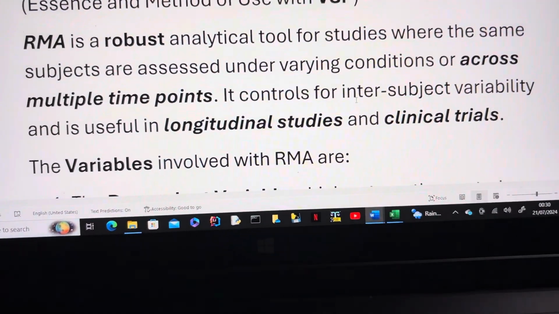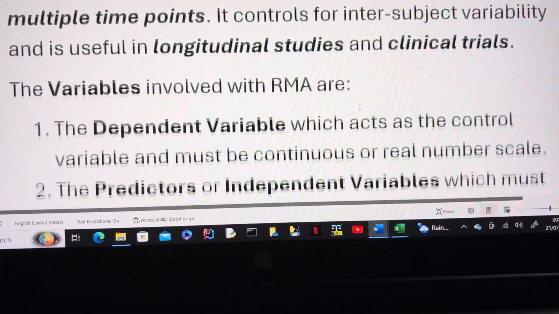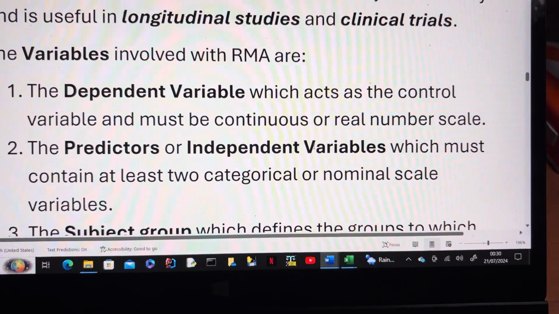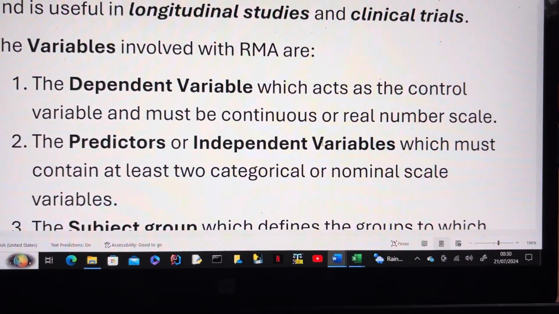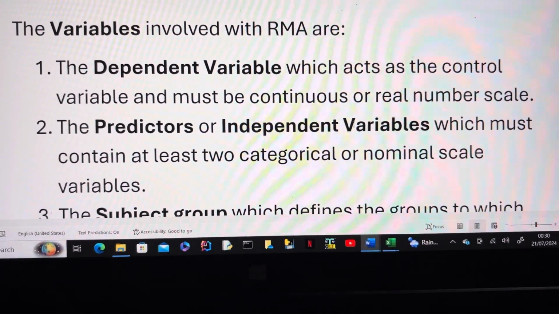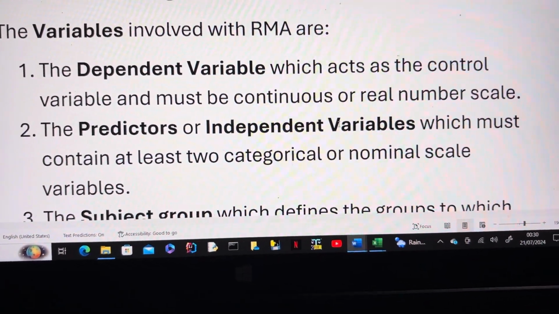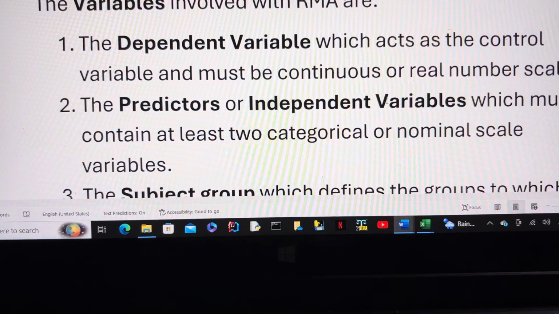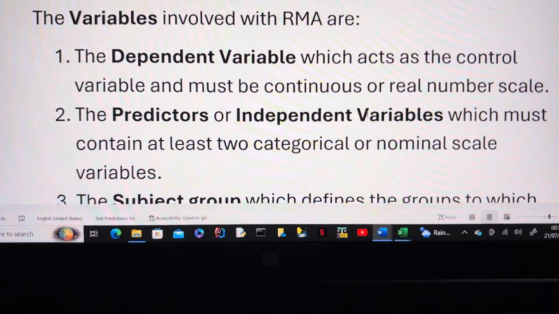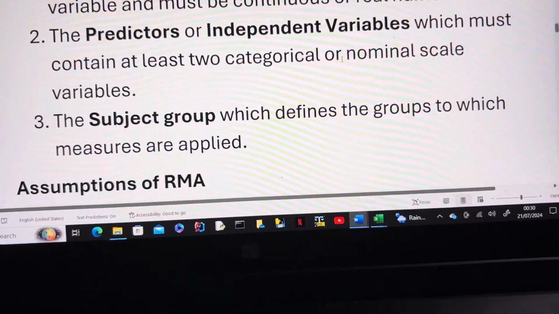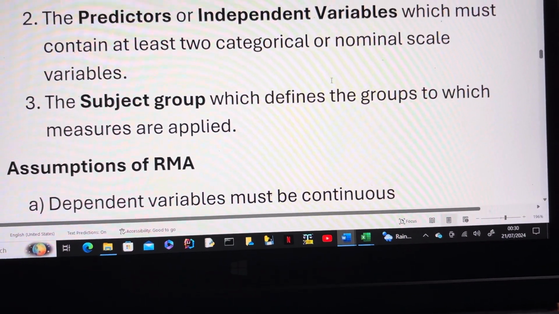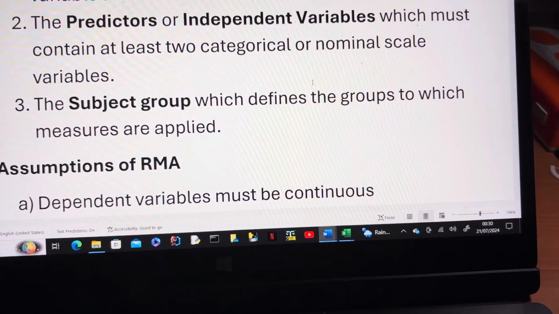The variables involved with repeated measure ANOVA are: one, the dependent variable, which acts as the control variable and must be continuous or real number scale. The second one is the predictors or independent variables, which must contain at least two categorical or nominal scale variables. The third one is the subject group, which defines the groups to which measures are applied.